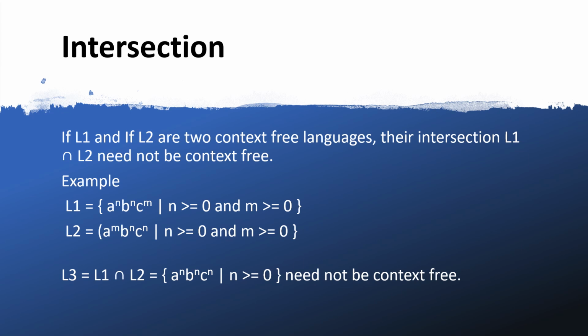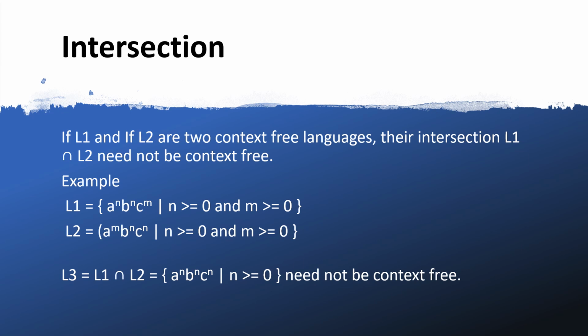Coming to the non-closure operations, the first one is intersection. If L1 and L2 are two context-free languages, their intersection L1 ∩ L2 need not be a context-free language. It means if you do an intersection operation between two context-free languages L1 and L2, then the resultant need not be a context-free language. Let's see an example to get more clarity.